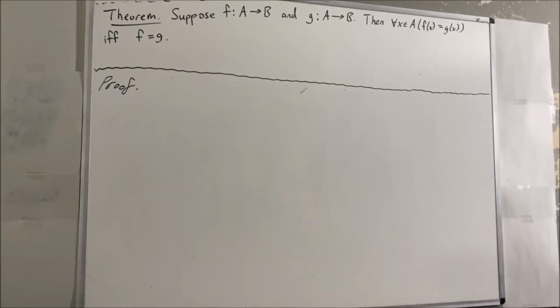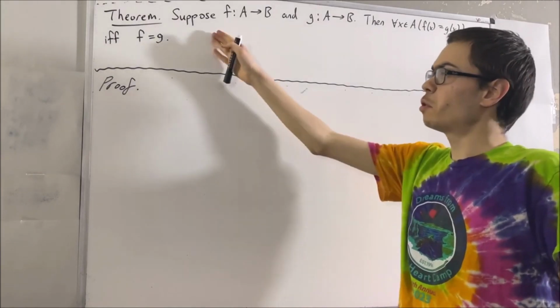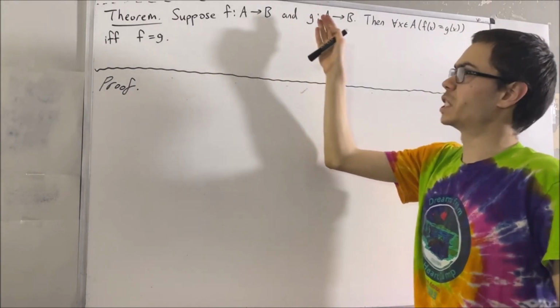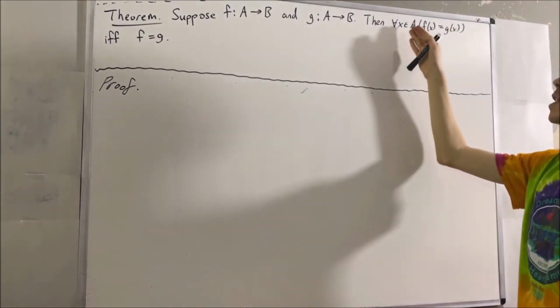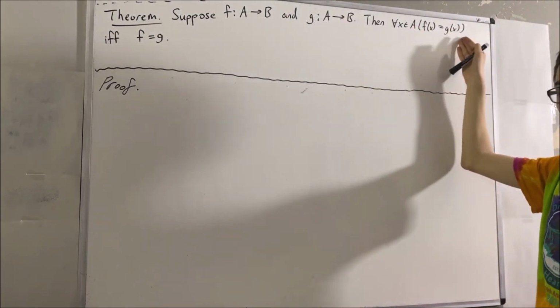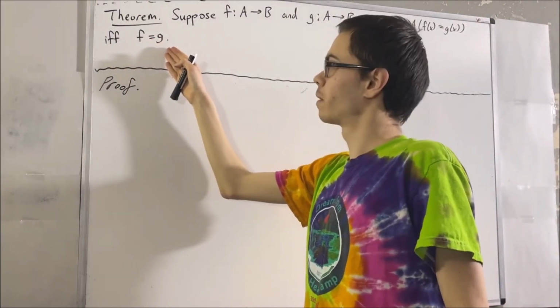Hello! In this video, we are going to prove the following theorem. Suppose f is a function from A to B, and g is a function from A to B. Then, for every element x in A, f of x equals g of x, if and only if f is equal to g.